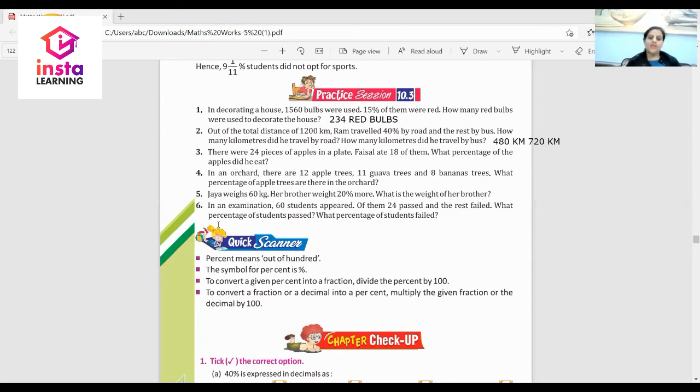Now, in an examination, 60 students appeared. Of them, 24 passed, so 24 upon 60. The rest failed. What is the percentage of students who passed? What percent of the students failed? You have to take out the percentage of the students who failed and who passed likewise.